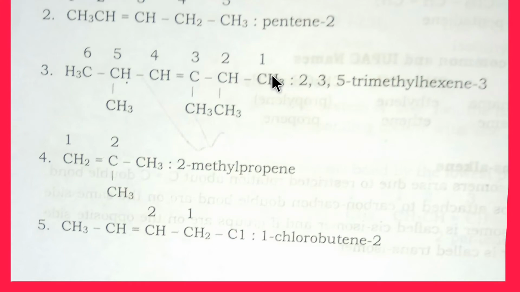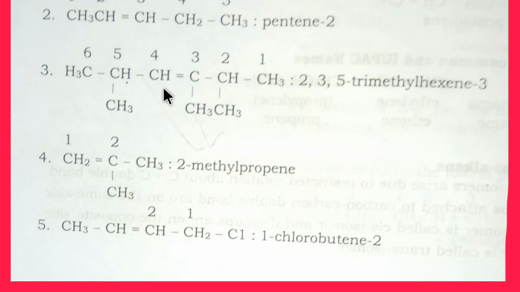So what will be the name of this compound? 1, 2, 3, 6. This is hexane. From hexane we are getting hexene, and the position of the double bond at carbon 3. So hexene-3. These are the 3 methyl groups. The position of the methyl groups is at carbons 2, 3 and 5. So 2,3,5-trimethylhexene-3.